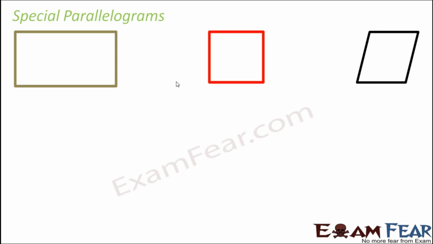Let us now look at some of the special parallelograms. We already discussed a lot about parallelograms, but these are some special parallelograms with some special features. The first one that we would discuss is a rectangle. How is a rectangle a special parallelogram? This is such a parallelogram where all the angles are equal. All the four angles are equal, because normally in a parallelogram the opposite angles are equal, but in a rectangle all angles are equal.